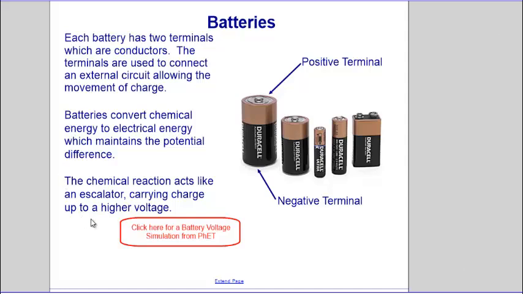So if we look at these cells right here, these are all positive terminals, often identified with the bump, and the flat side is negative. These cells are all 1.5 volts. This cell here also has positive and negative, but that's 9 volts.